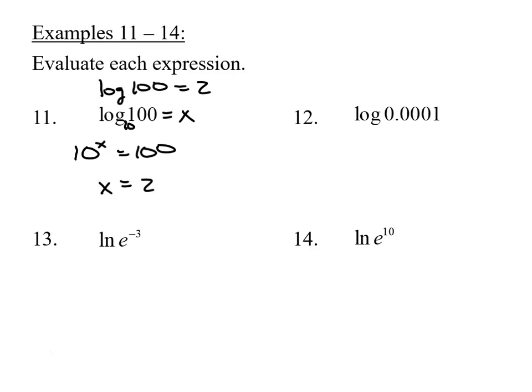Over here, again, we don't have a base, and it's a log, so we're going to do a base 10, and that's going to be equal to some unknown x. So 10 to what power would get us 0.0001? Well, it's going to have to be a negative because it's smaller than our base. So what is the negative? Well, the decimal's been moved to the left. So 10 to what power would get us that?